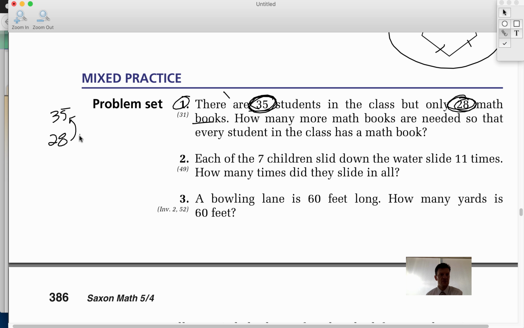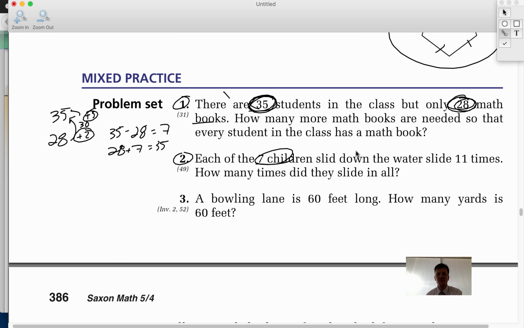So I need 2 more to get up to 30, and then I would need 5 more to get up to 35, so I need a total of 7. So you can do 35 minus 28 is 7, or 28 plus 7 is 35, however you want to think of it. All right, number 2.